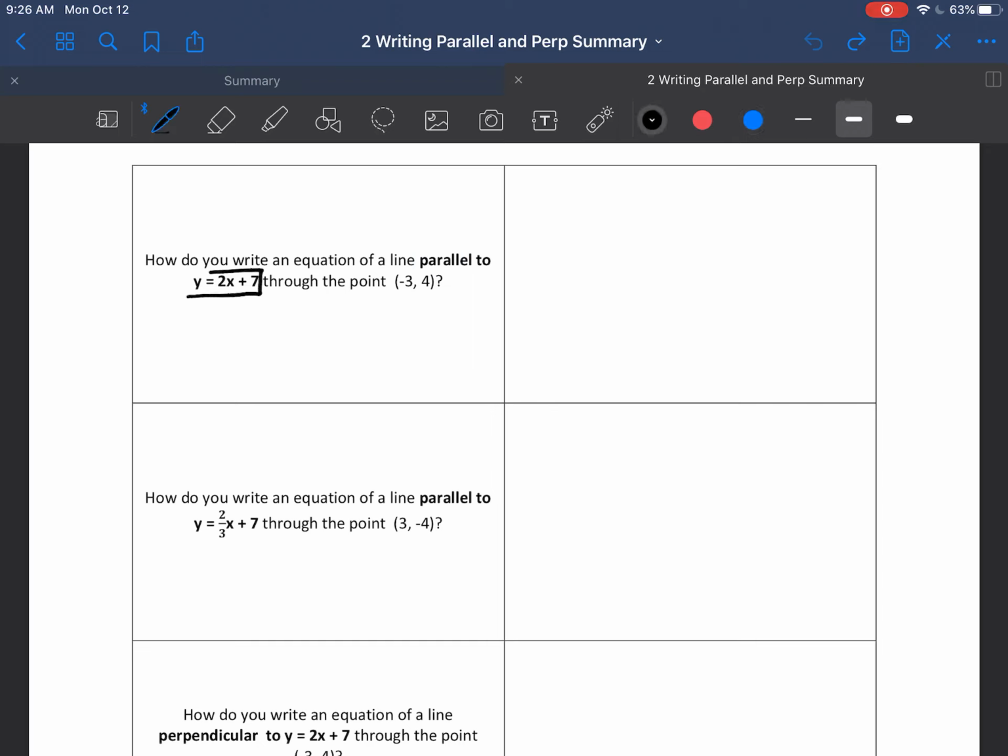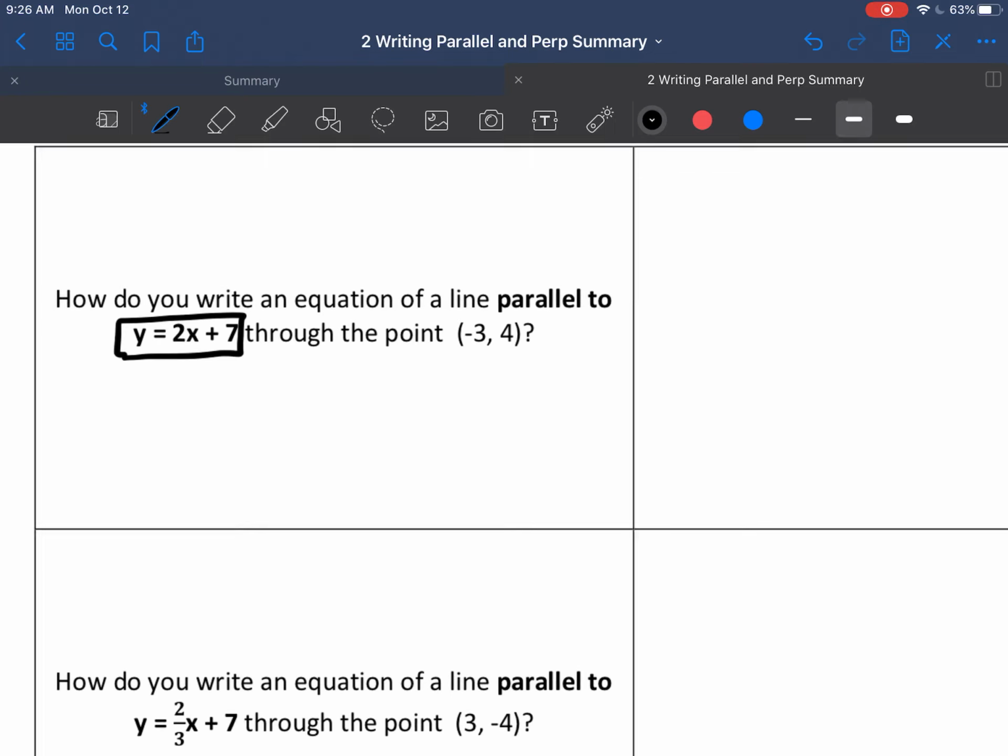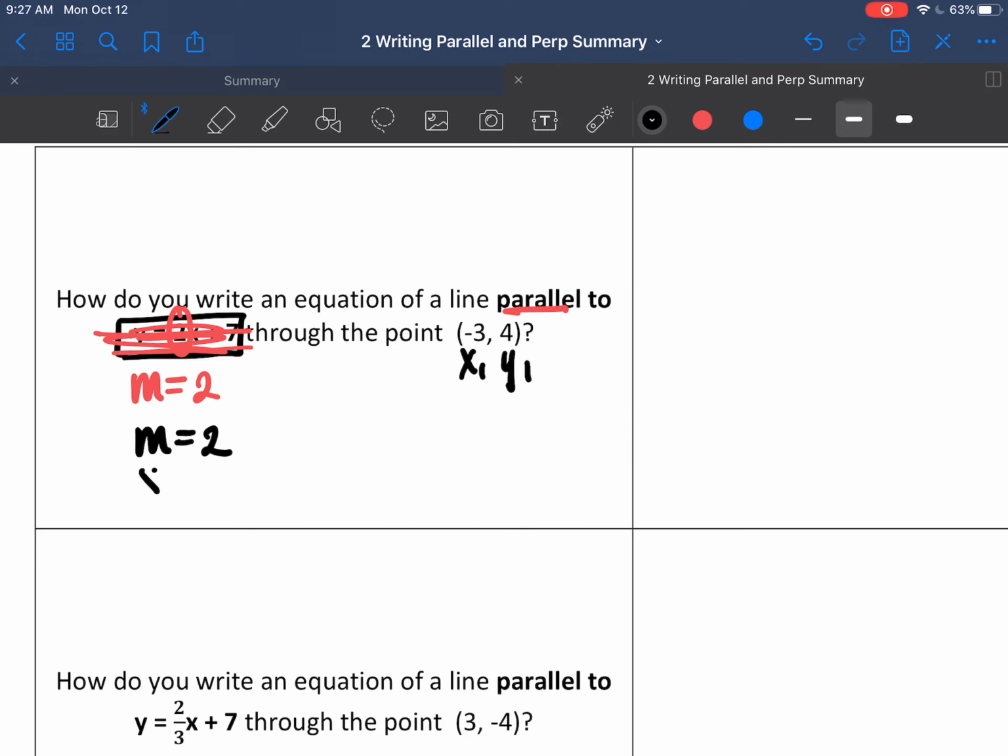So this line right here, the only thing you need that line for is its slope. Okay, and so its slope is 2. Once you steal the slope, don't look at it anymore. Okay, that's all we need it for. Write your equation parallel to this line. So write down the slope, cross it out, don't look at it anymore. And so the slope is 2, and that means parallel to it, the slope must also be 2. And so now I know the slope of the line I want, and I've got a point.